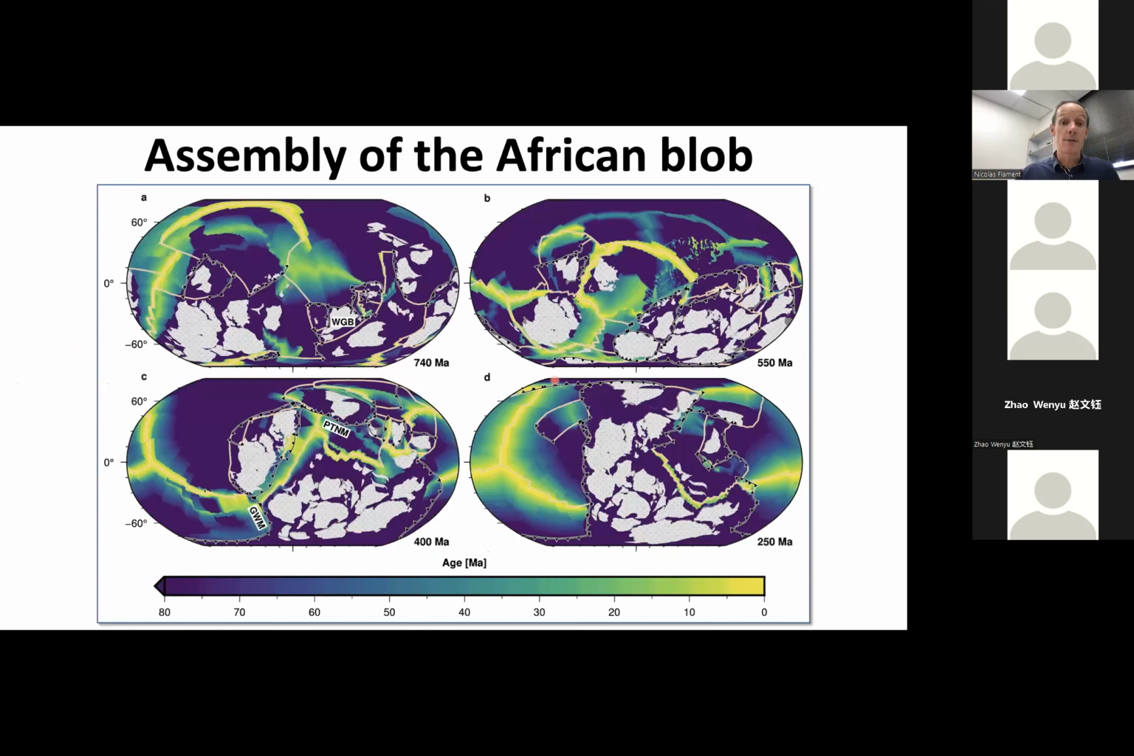Now, the main difference, as I said, is that we have a reconstruction going further back in time. And here I'm showing 4 time slices. I'm going to focus on the 2 on the left-hand side. 740 million years ago, in this scenario, there are subduction zones around the West Gondwana blocks, and I'll come back to these. And then at 400 million years ago, there are 2 key subduction zones in the reconstruction: the Paleo-Tethys northern margin and the Gondwana western margin, which is here.